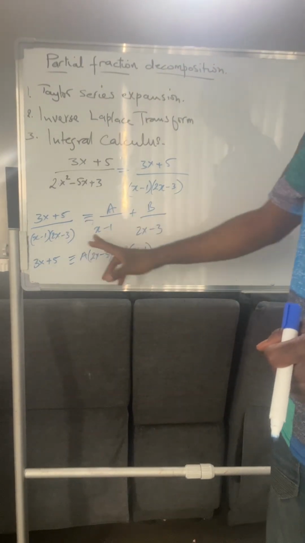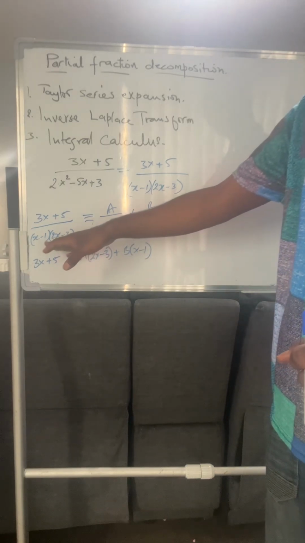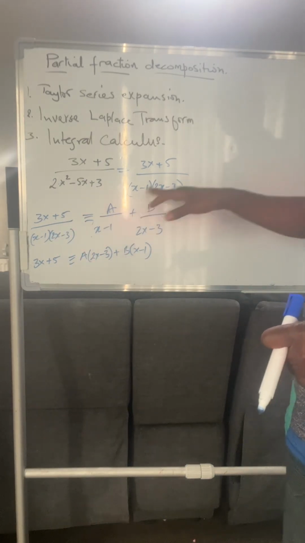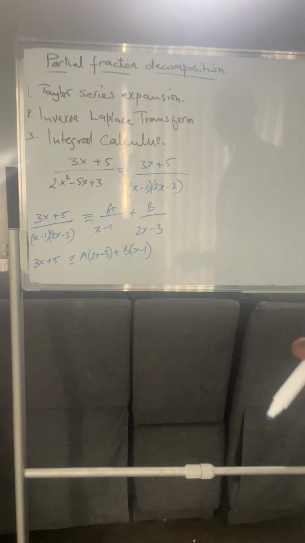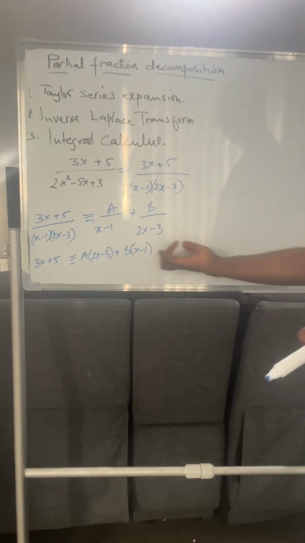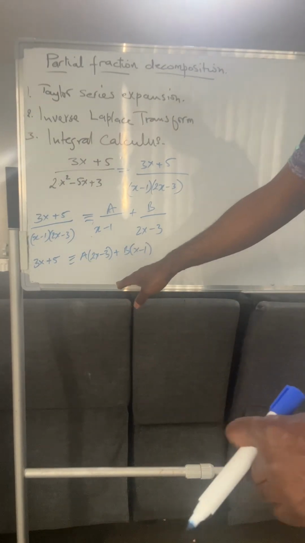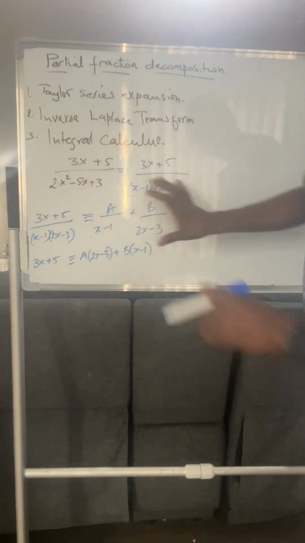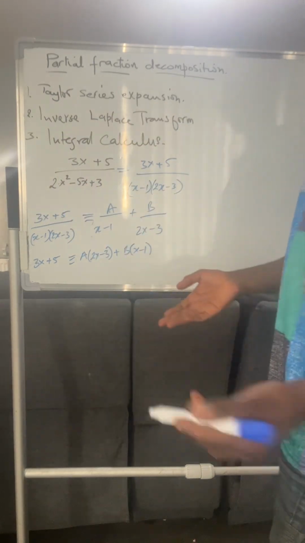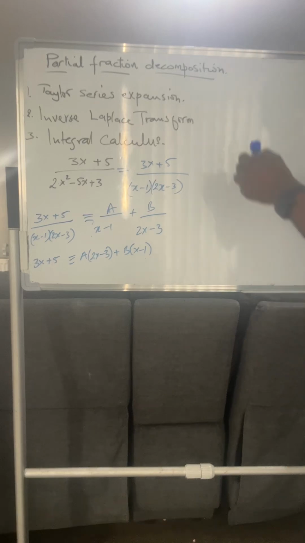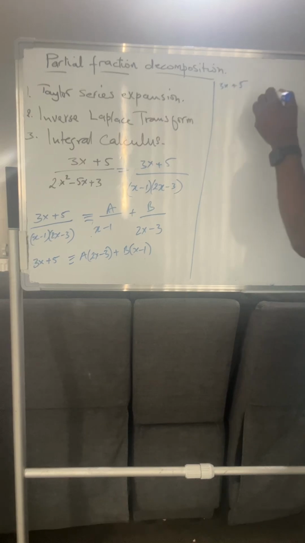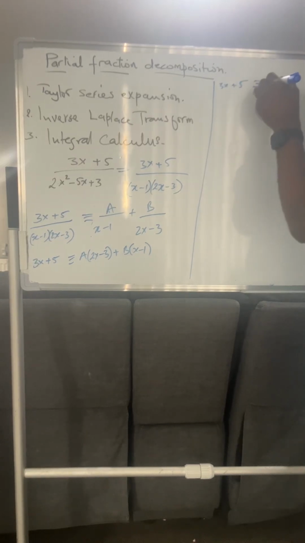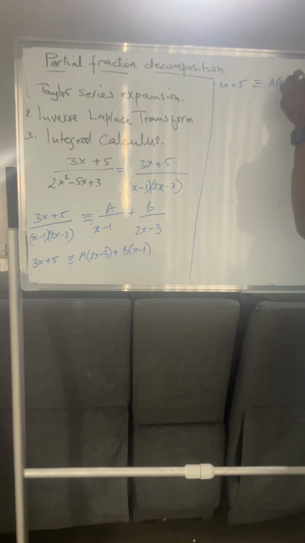And then if you multiply everything, if you multiply the top side by x minus 1, 2x minus 3, then we'll arrive at this function here. Correct. So we take it from here. You are given this problem. We know what we did previously up to here. So now we are taking it from here. 3x plus 5 equivalent to a into 2x minus 3 plus b into x minus 1.